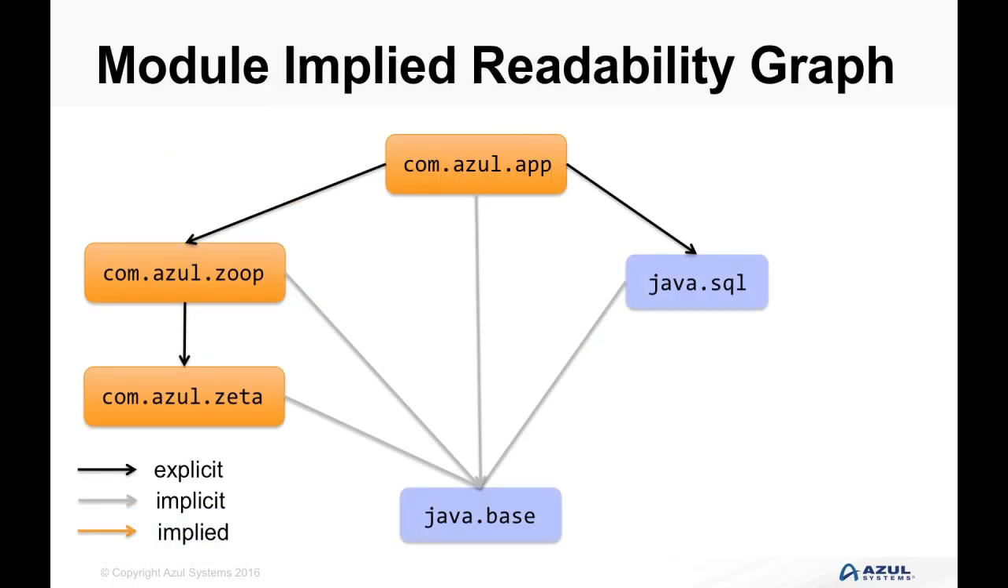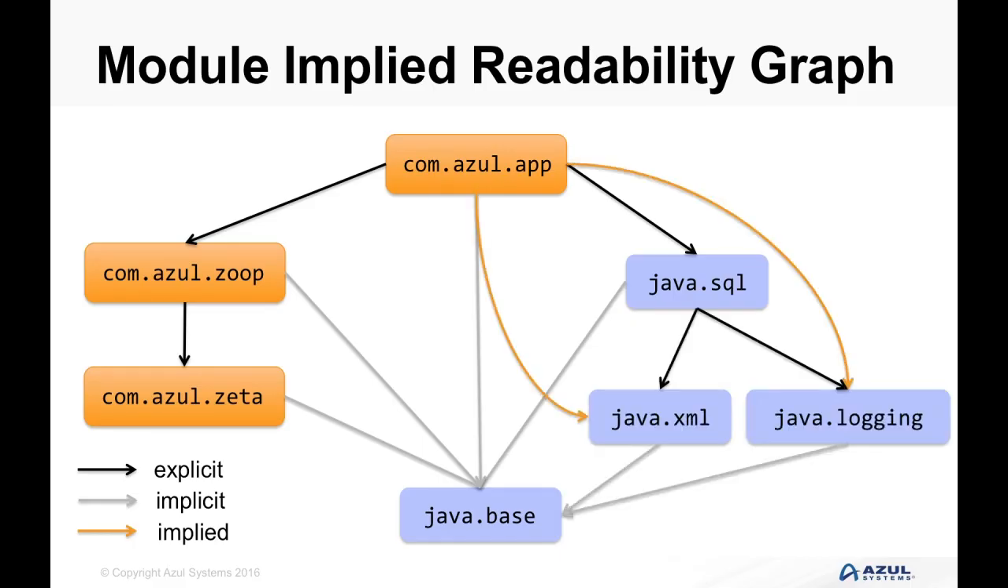Which then allows us to build a little bit more detail into our graph where we can have the implied readability. So now that we've got java.sql, we can add in java.xml, java.logging, and have this implied readability on both of those modules because they're specifying that they require public in java.sql. So we get this implied readability, everything can be resolved without us having to explicitly put the necessary statements in the code.